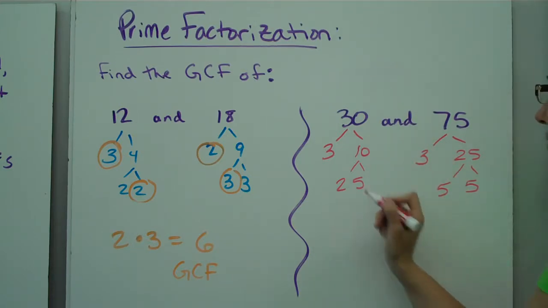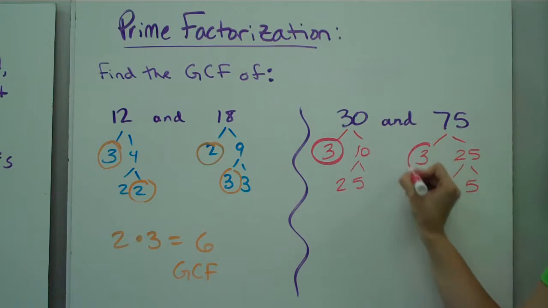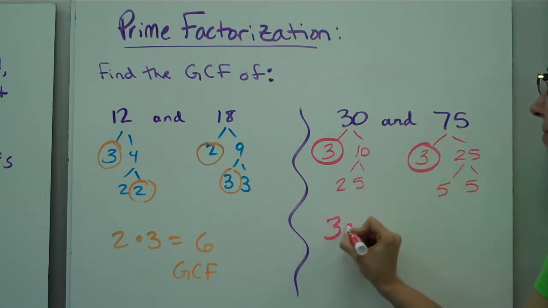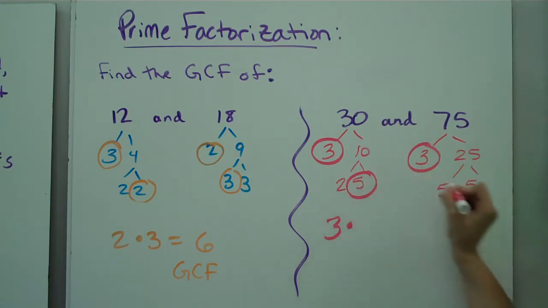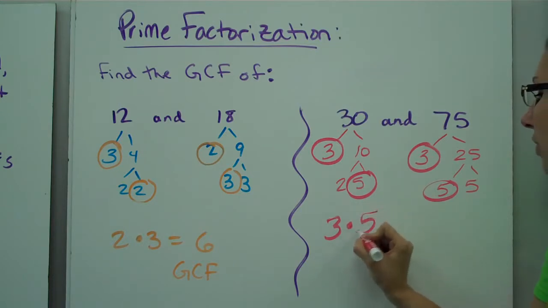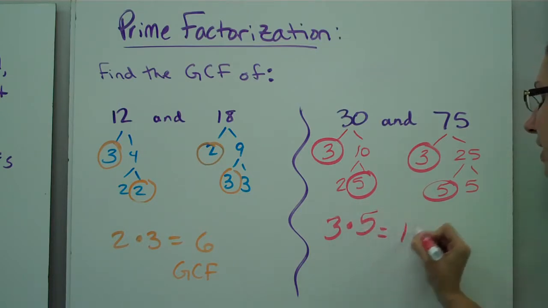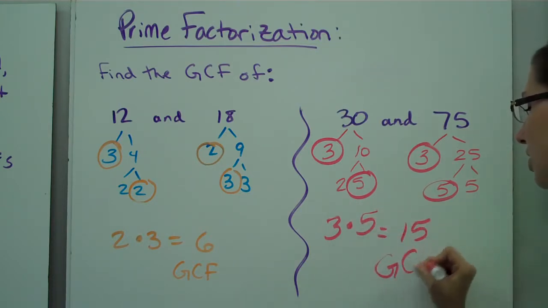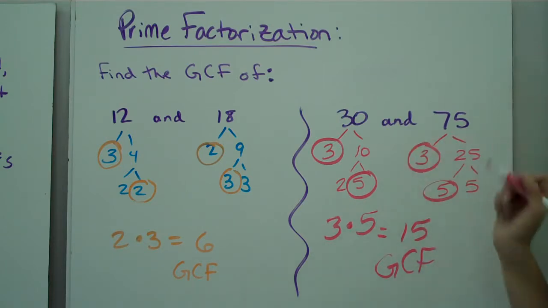And then I just go through and find what they have in common. They have a 3 in common, and they have a 5 in common. I write them down. 3 times 5 is 15. So the GCF of 30 and 75 is 15.